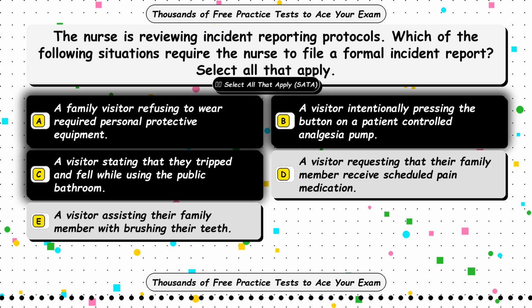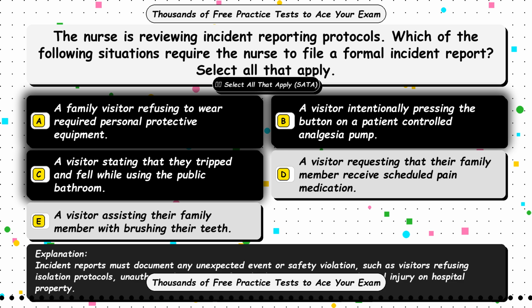The correct answers are options A and B and C. A family visitor refusing to wear required personal protective equipment. A visitor intentionally pressing the button on a patient-controlled analgesia pump. A visitor stating that they tripped and fell while using the public bathroom. Incident reports must document any unexpected event or safety violation, such as visitors refusing isolation protocols, unauthorized operation of medical equipment, or any physical injury on hospital property.